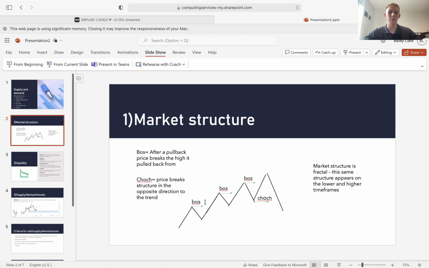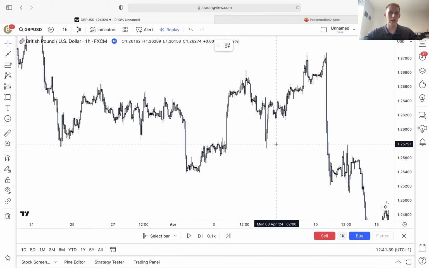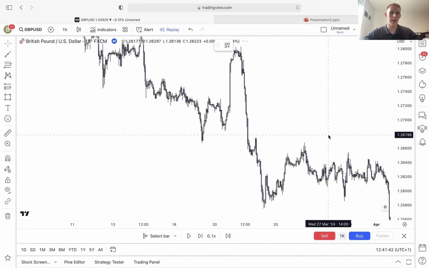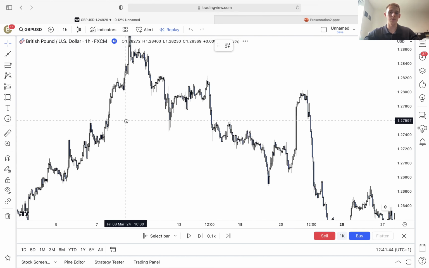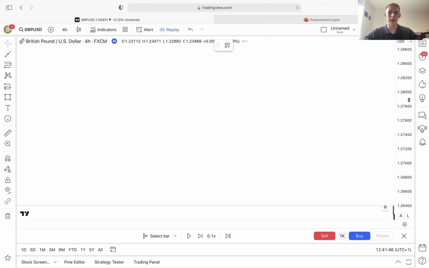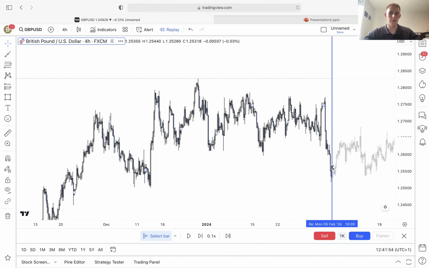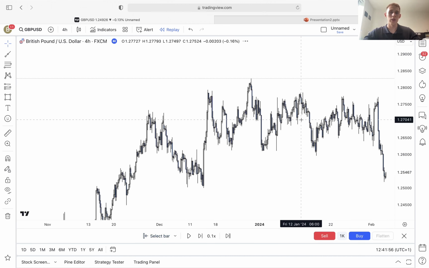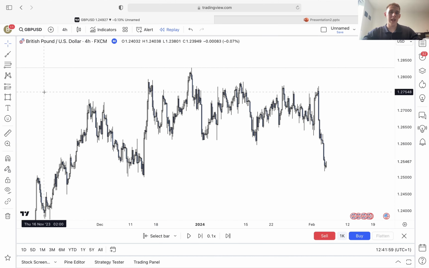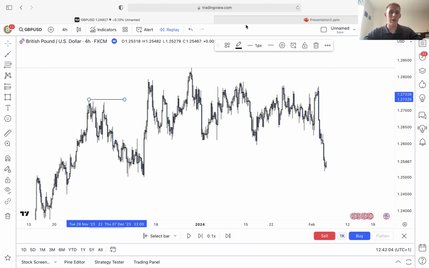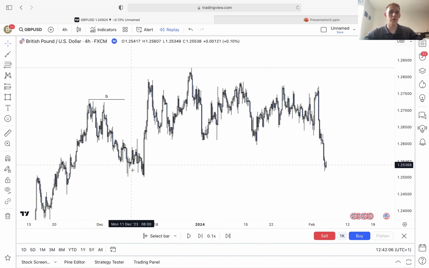So we mentioned breaks of structure in that example, but what about a change of character? So if we can go back over to the chart and see if we can identify that now. So let's go on the higher time frame for this, and we'll go over to here. So in this case, if we draw on the market structure once again, here we've had a 4-hour break of structure because price did a retracement and then it pushed up, taking out the high to the left.